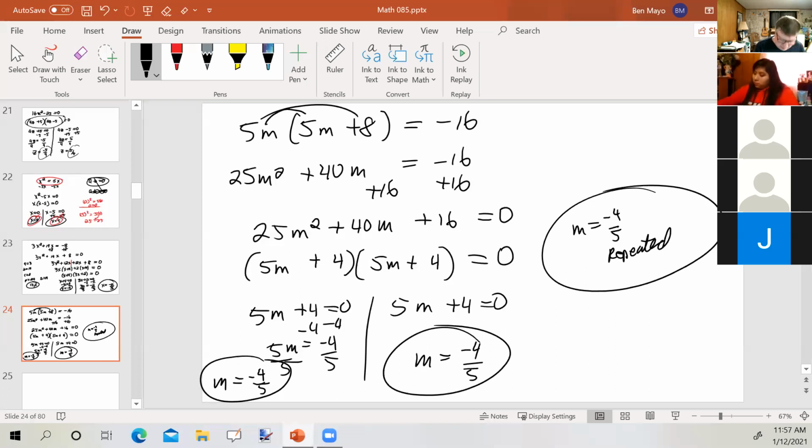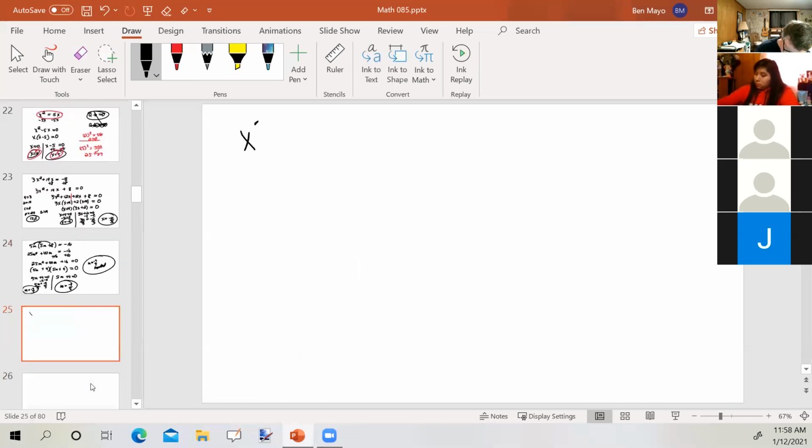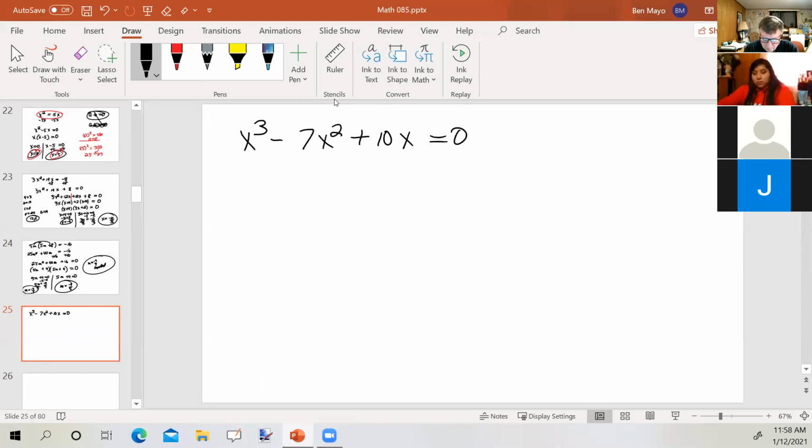Okay, let's see here. Let's say we've got this situation, x cubed minus 7x squared plus 10x equals 0. So this is all set equal to 0 on the right side. That trinomial on the left, it's in descending powers. Oh, but there's a greatest common factor. Actually, wait, let's back up a bit.